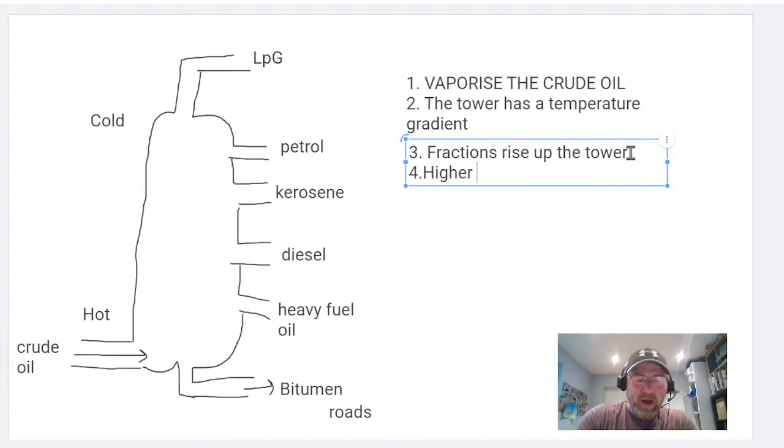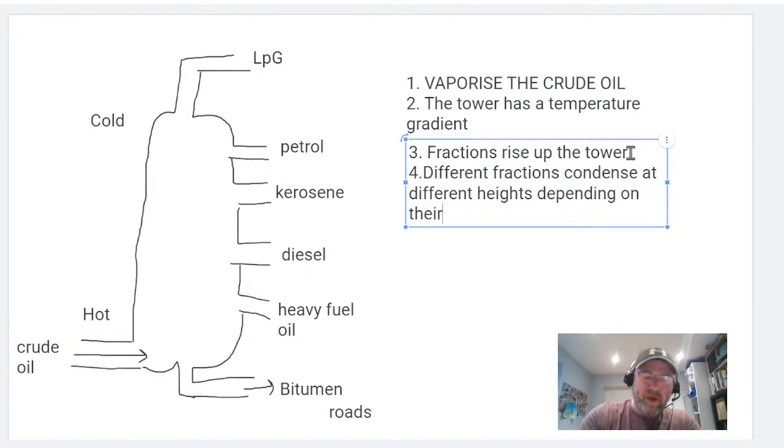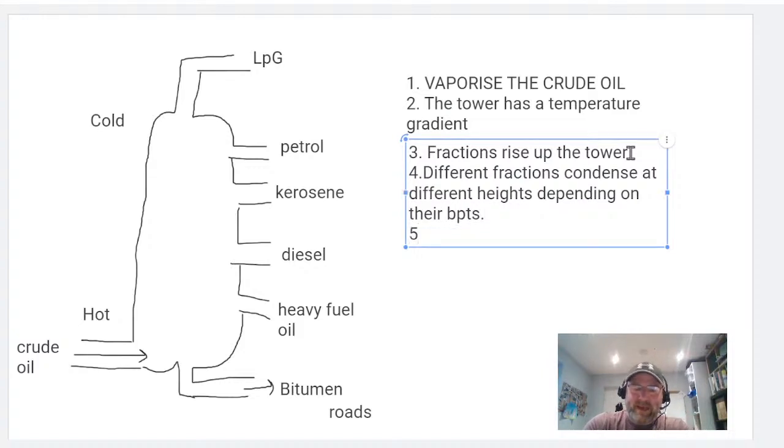So exactly what you said, higher boiling points. Now you just have to say different boiling points, different fractions. Let's just say we just say keyword different fractions. You can say hydrocarbons, you don't need to say fractions, but different fractions condense at different heights, parts of the tower, sections, it's up to you, depending on their boiling points. So depending on their boiling points, they condense at different points.